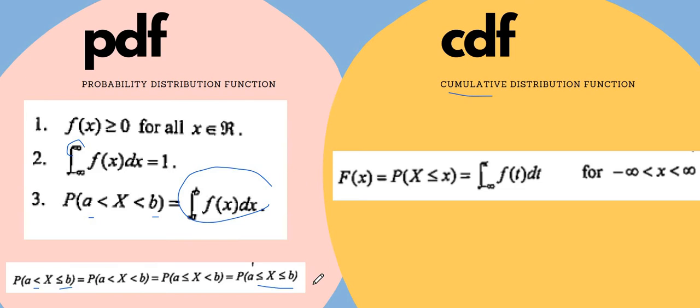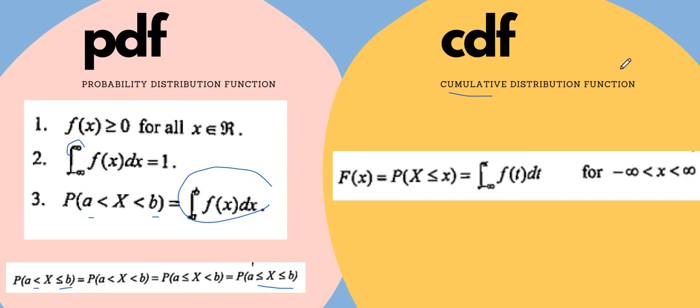Okay, for continuous, it will be equal. It's just applied for continuous. For discrete, from the previous chapter, this cannot be applied. Okay, kalau for discrete, if it's less than, it means it's just less than. It cannot be equal to that number. So hope that you are clear on this part lah.